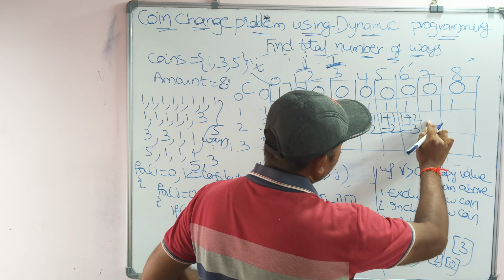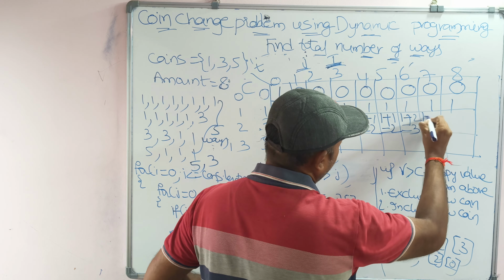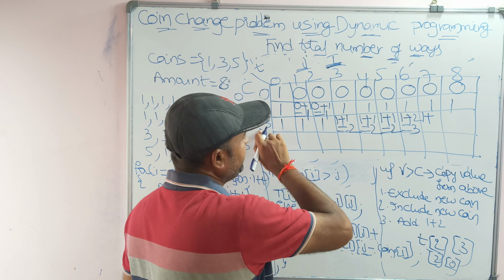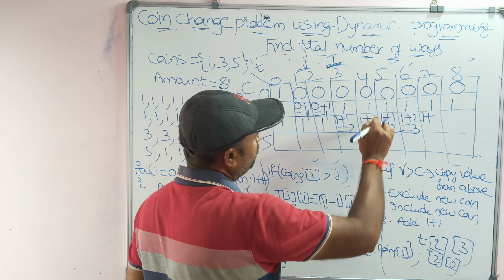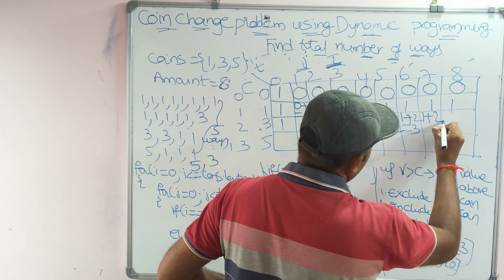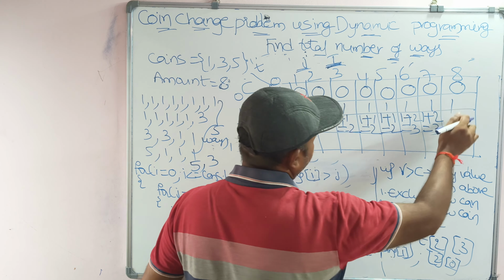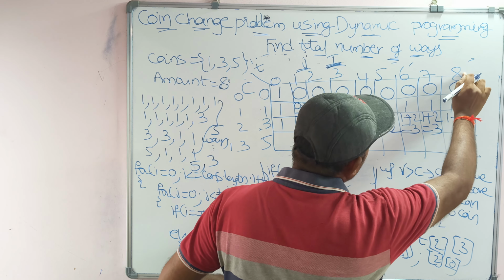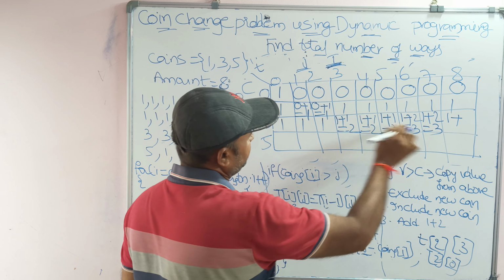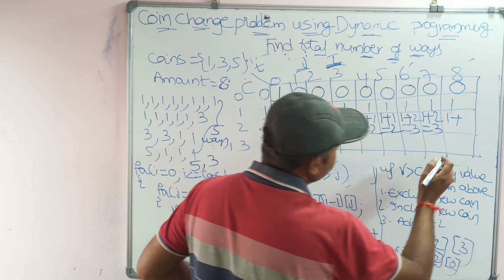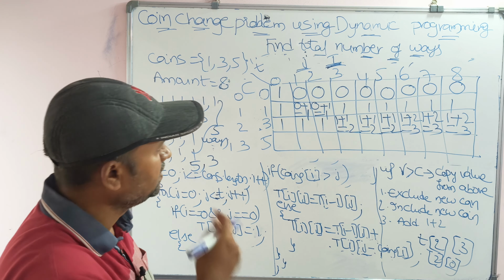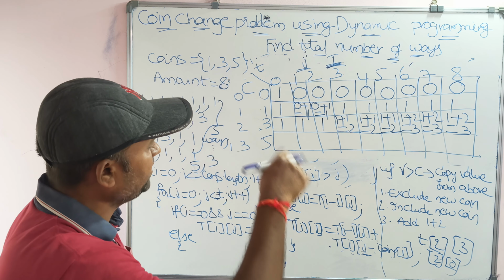Next one, exclude the new coin. That means copy the above value. Next, include the new coin. So 7 minus 3 means 4. So in the same row, 4 can be arranged in two ways. So 1 plus 2 means 3. Next, exclude the new coin. Copy the above value. Next, include the new coin. 8 minus 3 means 5. In the same row, 5 can be arranged in two ways. So 1 plus 2 means 3. 8 minus 3, 5, yeah.